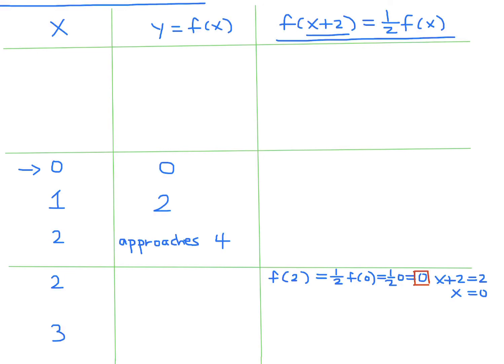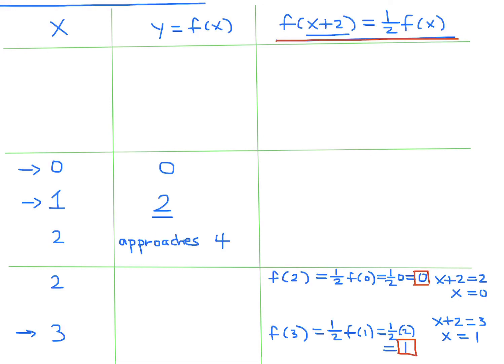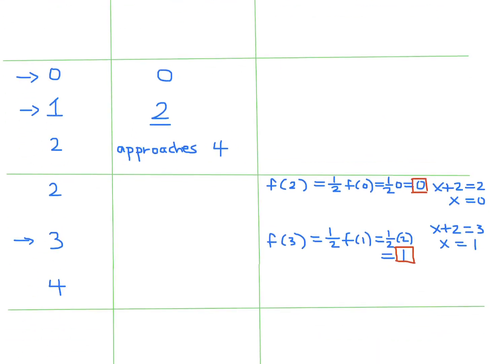Okay, now let's keep going here. F at 3, this one right here. Well, if you have f at 3, then that means that we've set x plus 2 equal to 3, and therefore x is equal to 1. So this will be 1/2 f at 1, which is, f at 1 is 2, right here. So 1/2 times 2, which is equal to 1. So that is our coordinate for this graph when x is 3. And similarly, we'll do it for 4.